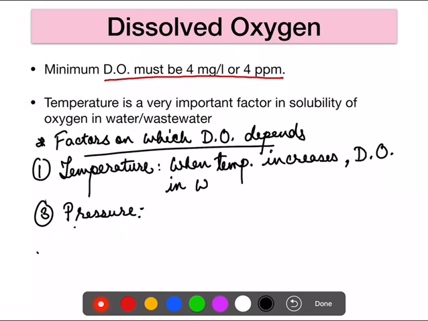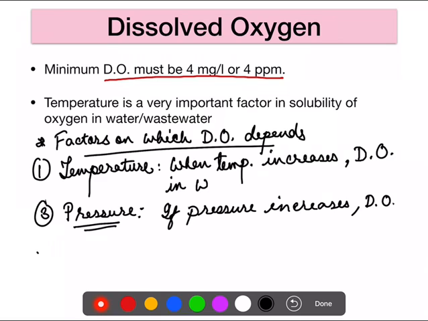So the third factor is pressure. How is pressure related? Pressure is directly related. If pressure increases, it is directly proportional. If pressure increases, the amount of dissolved oxygen also increases.